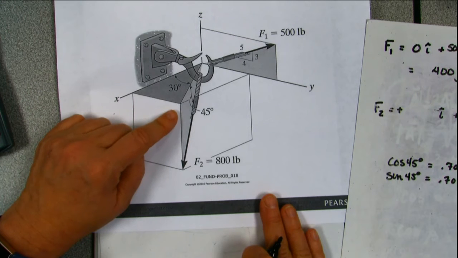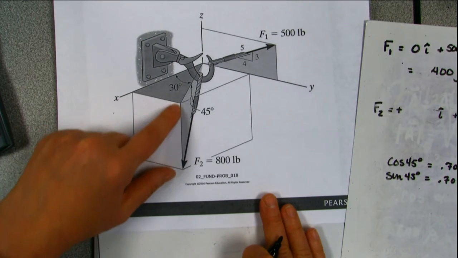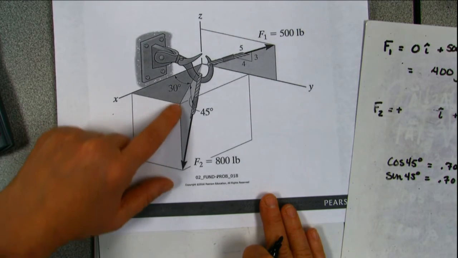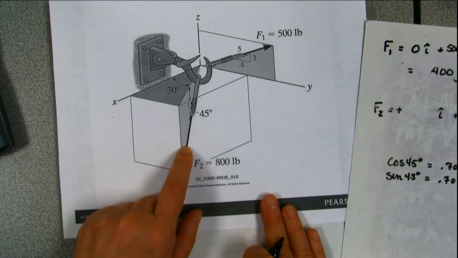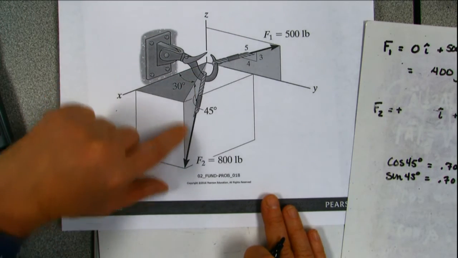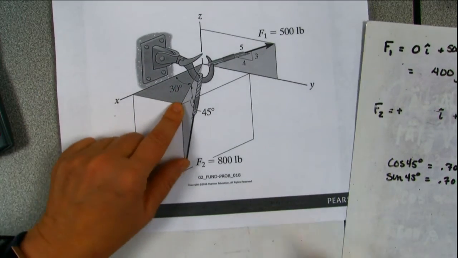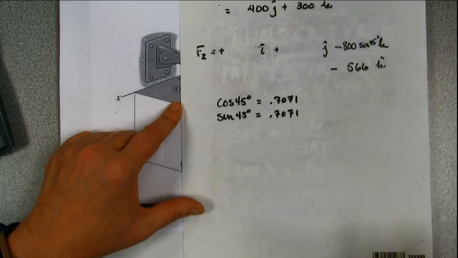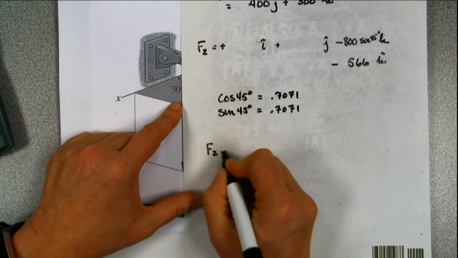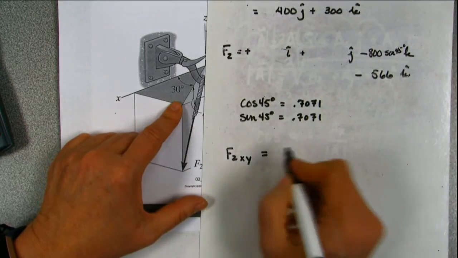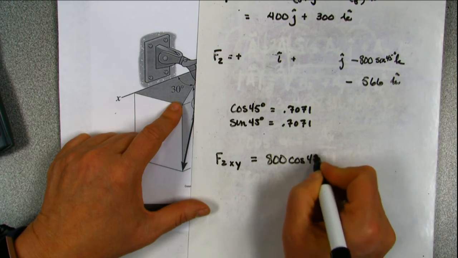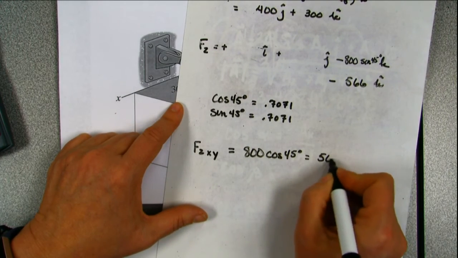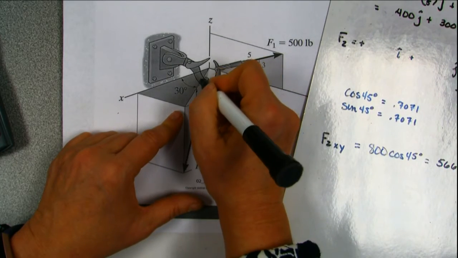Normally it's cosine, but this is because I want this length. I want this side. Now, we know that this is probably going to be a 45-degree angle, so that works out okay. But this one, we're given this side, so it's the opposite. We got to use the sine. Now, that means the projection, okay? So I want to do F2 projected on the XY. That's going to be 800 cosine 45, which we know is going to be 566. That's the magnitude of this right here.